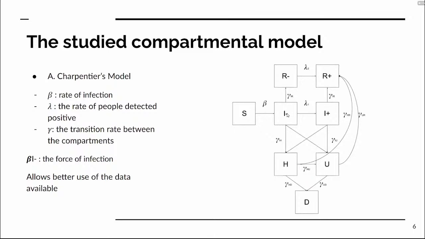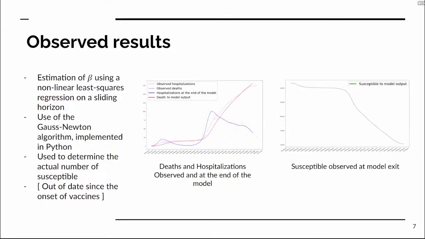That's the I minus and I plus. And the I plus will not have any impact on the force of infection, and that's something really interesting. So the first work done here was to estimate the beta by using a nonlinear least squares regression.